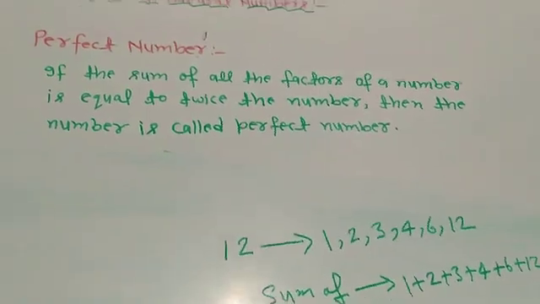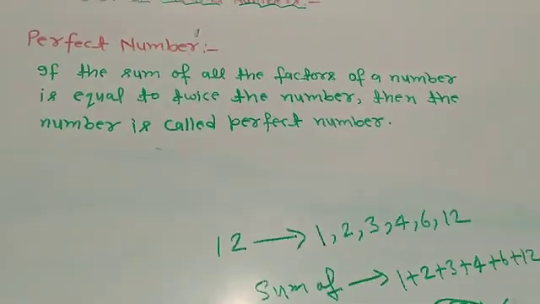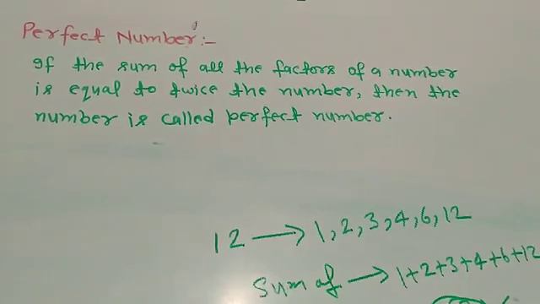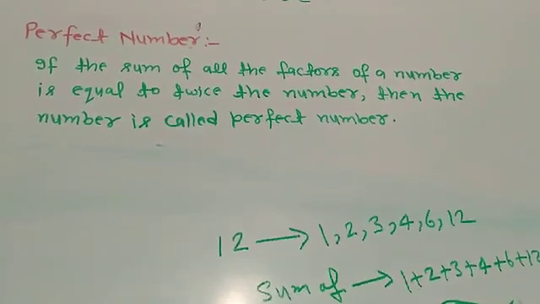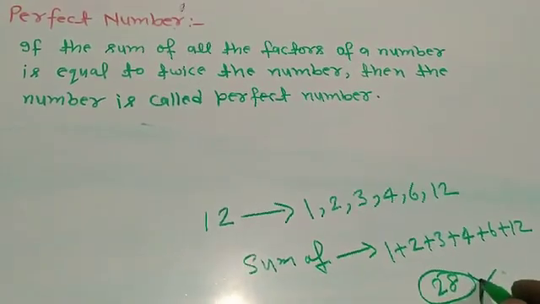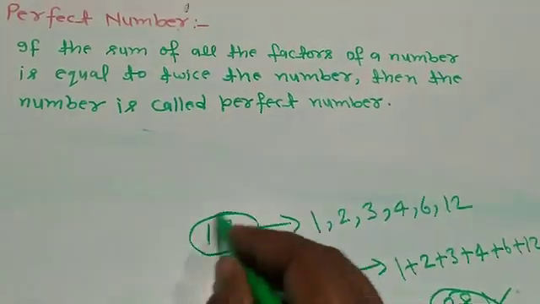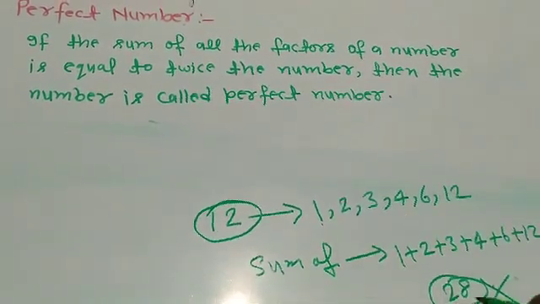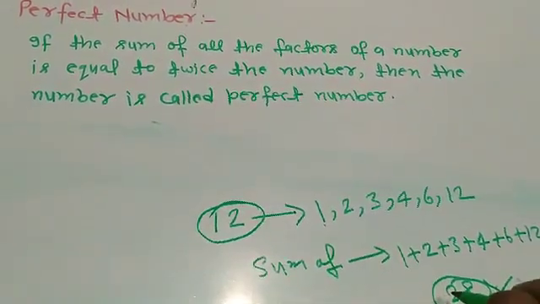Clear? According to the definition, if the sum of all factors of a given number is equal to twice the number, then the number is called a perfect number. 12 is not a perfect number because the sum of all factors of 12 is 28, and 28 is not double of 12.